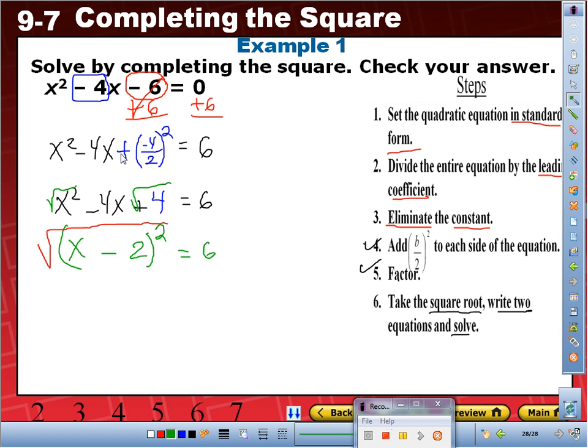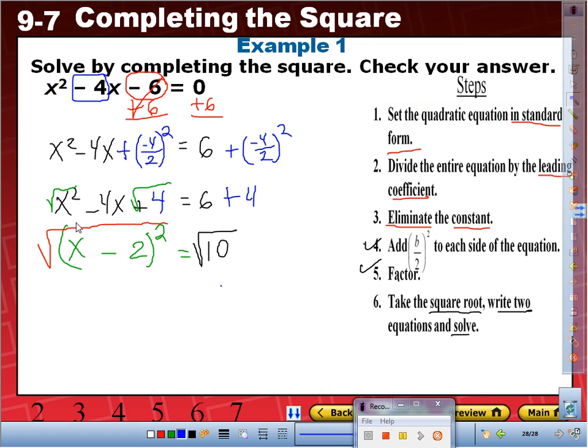Didn't we add here b over 2 squared? So that means here we needed to add -4 over 2 squared. So this is plus what? Plus square root of 4, which is, oh my bad, which is 4. So therefore, I bring that down. Thank you, Ty. So what do we have here? 10. Okay, now square root of 10. All right? So this cancels this. What do we have left? x minus 2 equals square root of 10.